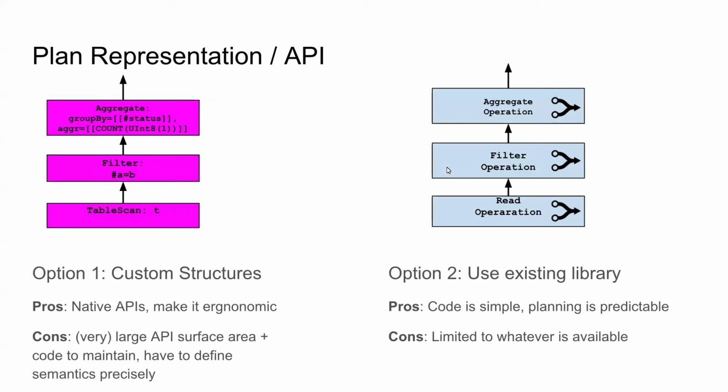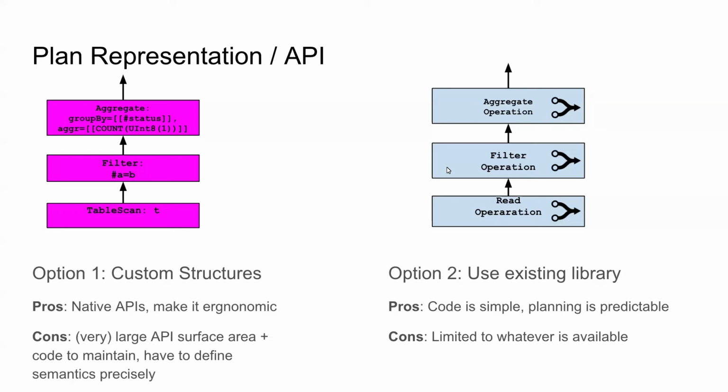And so the question is, how do you actually represent that plan? It's not just the nodes in the graph, it's also how you represent the expressions internally. And so again, the typical choices are you build something entirely custom, right? Or you use an existing library. In this case, I think the obvious existing library is something called Substrait.